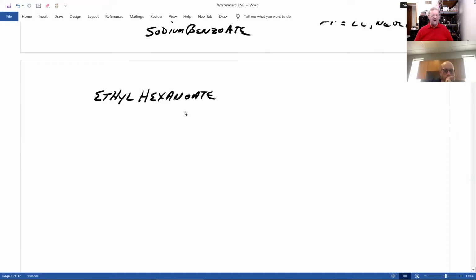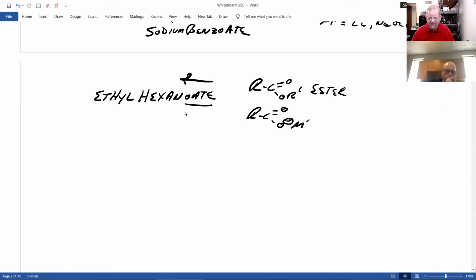So how do you know what to draw when you see ethyl hexanoate? All organic molecules, you start from the right and move to the left. Now, OATE immediately tells you it could be an ester, or it could be a carboxylate anion. Now, how do you tell the difference? You look in the very front. If you don't see the name of an element, it's an ester, which this is.